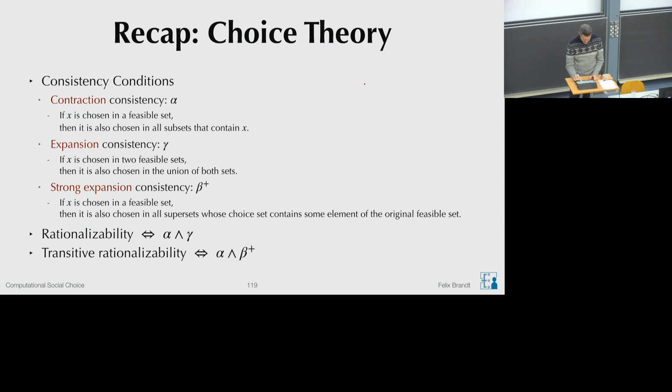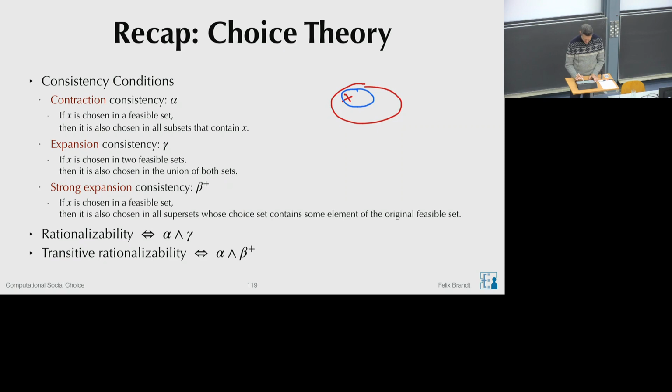So what alpha means is that we have some feasible set, and then if X is chosen, then X is also chosen from any subset in which X is contained. Okay, so that was perhaps one of the simplest of these conditions.